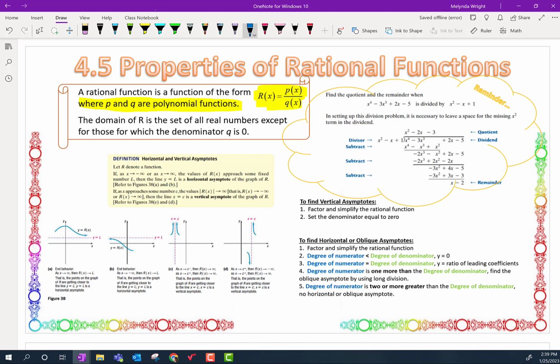And so here's a little statement on domain. The domain of the function is the set of all real numbers except for those where the denominator q is 0. So that's kind of our little catch right there. And of course, it's a fraction, so we know that the denominator can't be 0. We've known that for quite some time. But that is our guidelines for finding the domain. It's basically everything, all real numbers, except those for which the denominator is 0. So that's our domain.